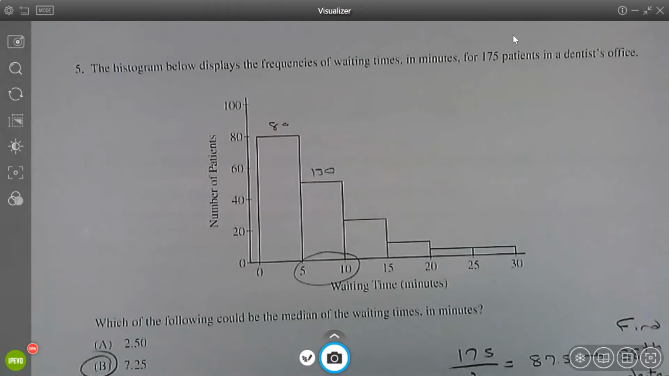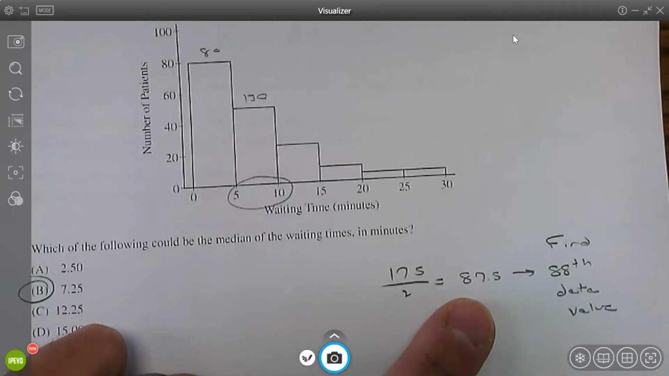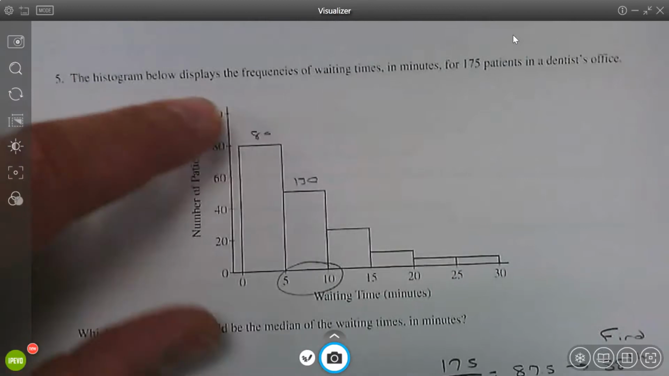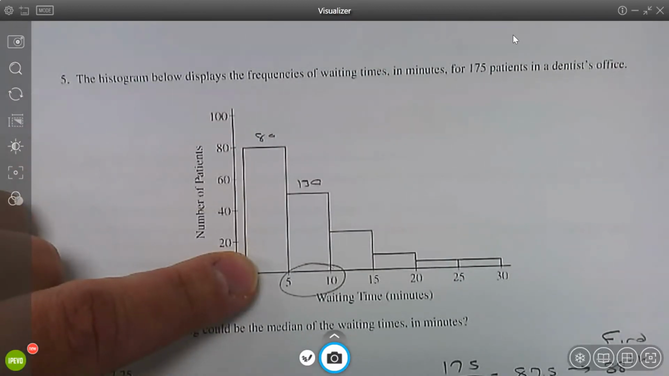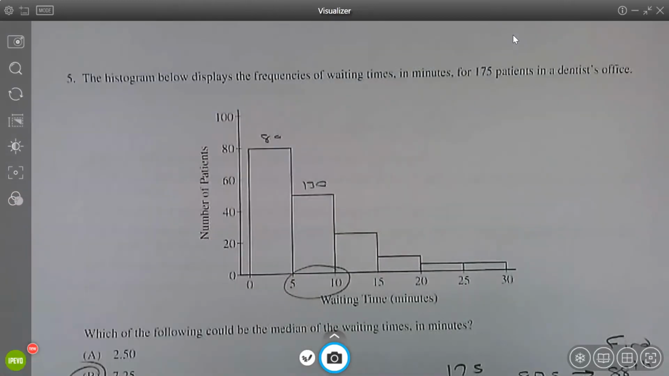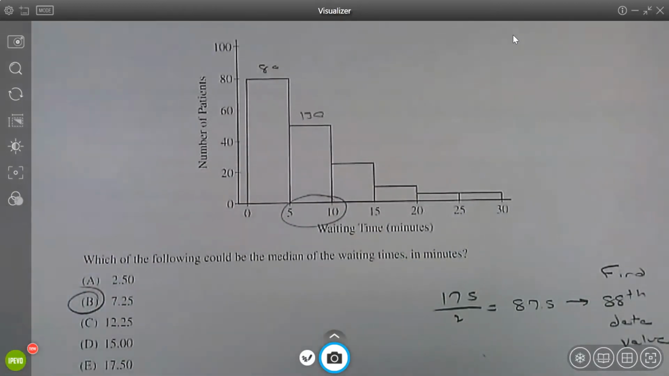Number 5, the median is the middle data point. So I took 175 divided by 2. That's 87.5. So there'd be 87 below, 87 above. I need the 88th value, or the 88th waiting time in order. So the first 80 are between 0 and 5 minutes, and then about the next 50, which would take me up to 130 total, is somewhere between the interval of 5 to 10 minutes. So the median has to fall within that interval. What is it? It could be this. We don't know the exact median.